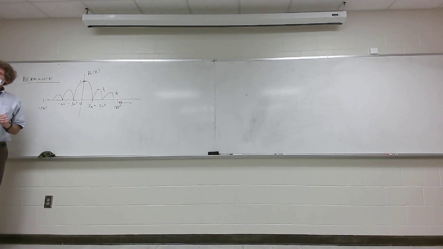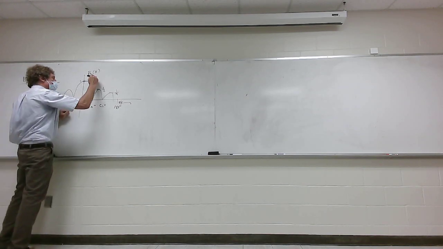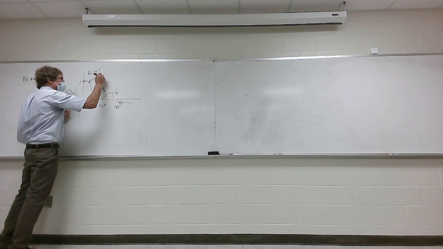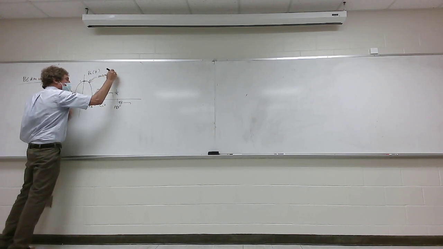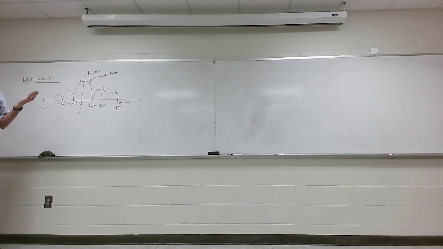Now here's the terminology. The beam pattern where most of the power radiates is called the main beam. This is the main beam of the antenna. You all can see it has the largest normalized power value. It's 1. And it's dominant. Just look at it, to your eye it'll be clear. That's the main beam of the antenna.